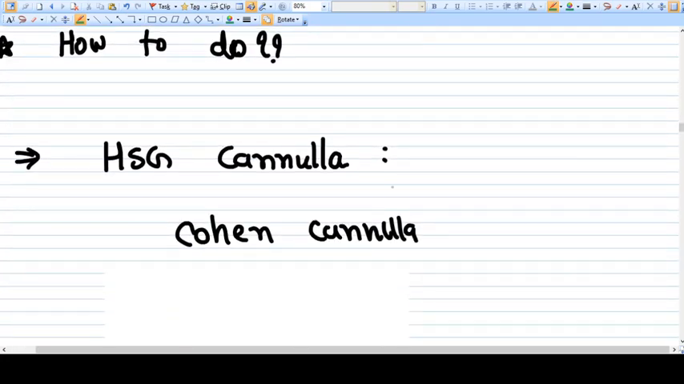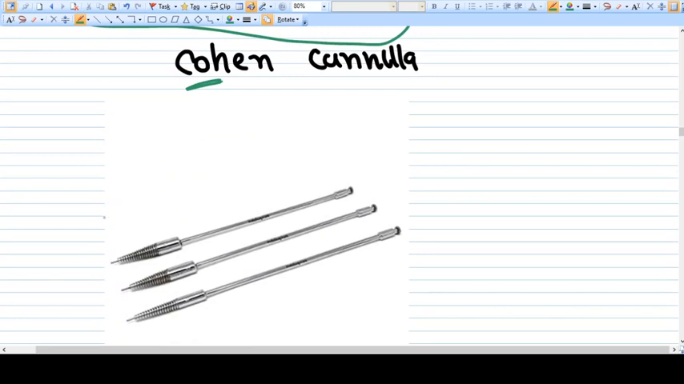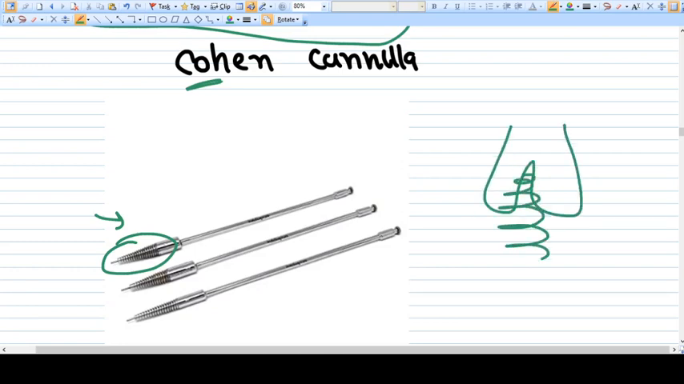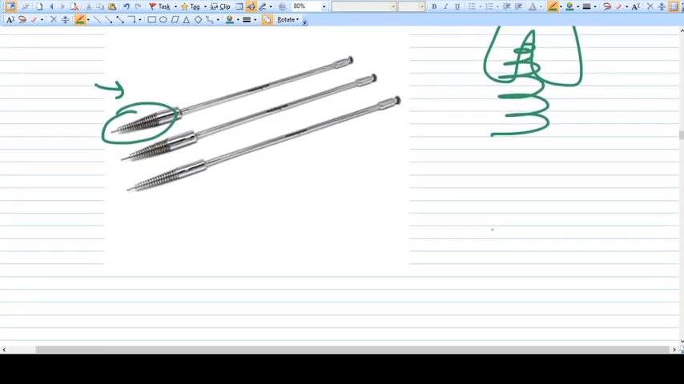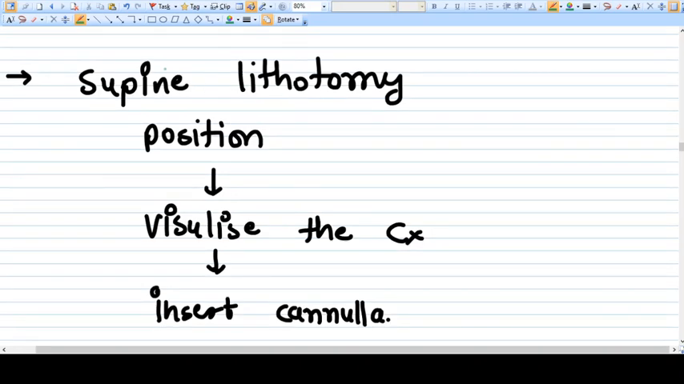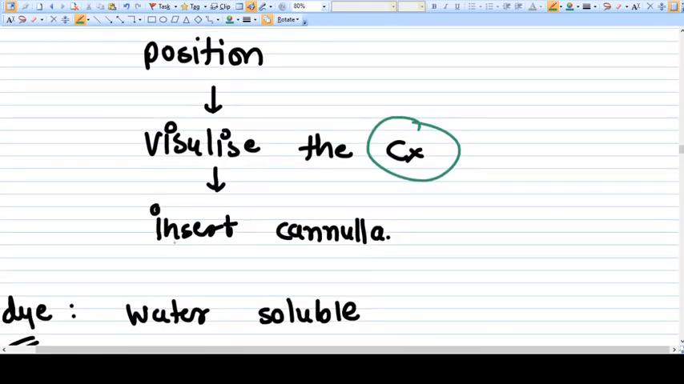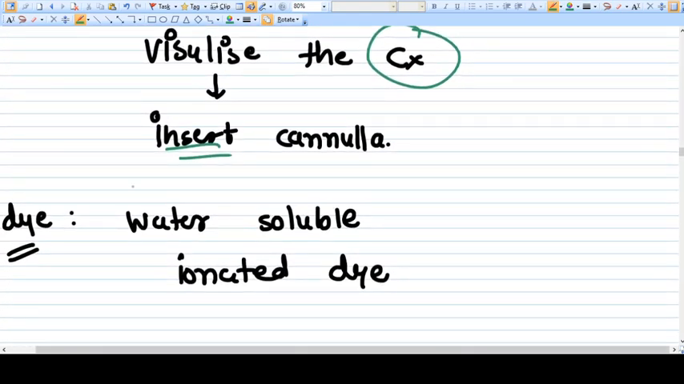Now how to do this procedure? We have an HSG cannula, also called Cohen's cannula. It looks like this. This is the cannula. This rotatory part gets inserted into the cervix. We make the patient lie in the supine lithotomy position. We visualize the cervix and insert this cannula. We then inject the dye. The dye is a water-soluble iodinated dye.